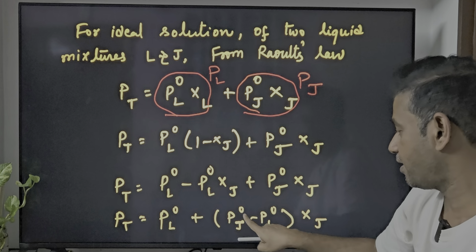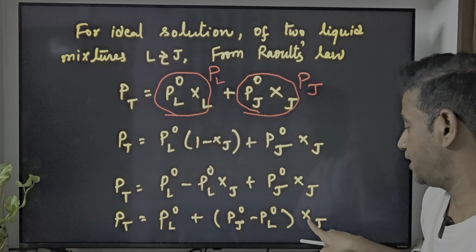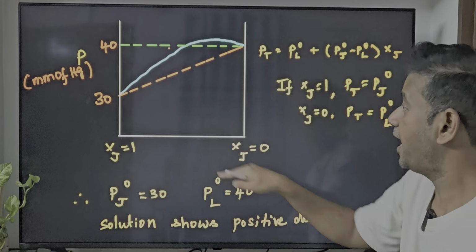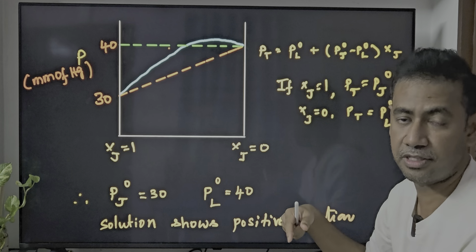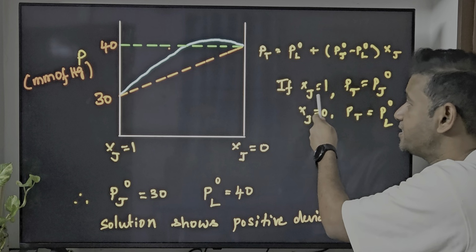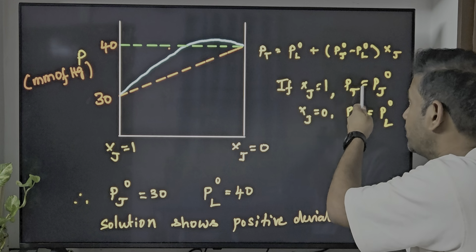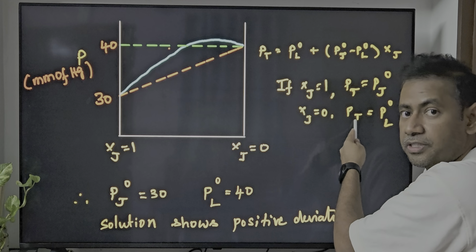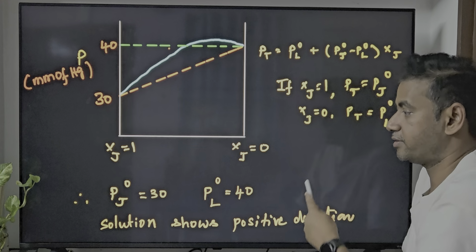You can see that the total pressure changes linearly with mole fraction of J. And this line shows variation of total pressure with mole fraction of J, or in other words with mole fraction of L. Now, if XJ is equal to 1, total pressure becomes equal to PJ0. When XJ is equal to 0, then it is only pure liquid L and total pressure becomes equal to PL0.